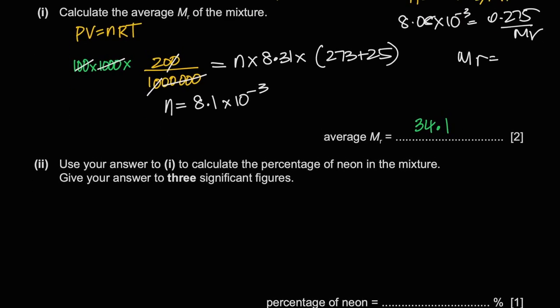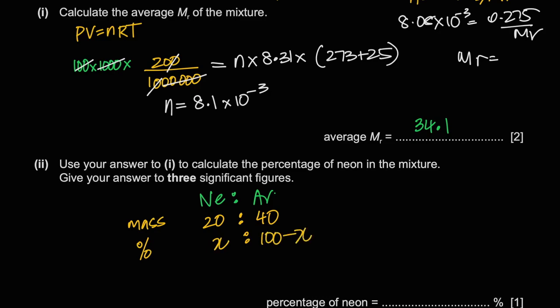Now, that part was using PV and RT. Then they're saying using this answer find the percentage of neon. Well, that's a fun bit because it's neon and argon. The mass of neon is, is it 10? 20. And argon's is 40. And if neon's percentage is x, then argon's will be 100 minus x.